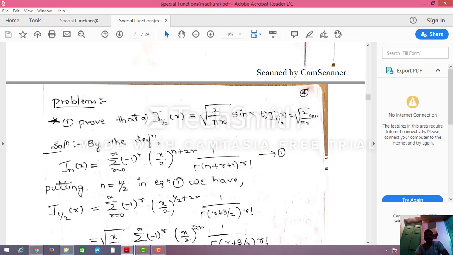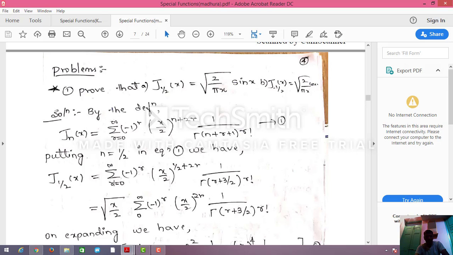Substituting n equal to 1 by 2, summation of r equals 0 to infinity, minus 1 power r into x by 2 whole power 1 by 2 plus 2r, 1 divided by gamma of r plus 3 by 2. That means n plus 1, with n as 1 by 2, gives 1 by 2 plus 1, which is 3 by 2. Gamma of r plus 3 by 2 into r factorial.